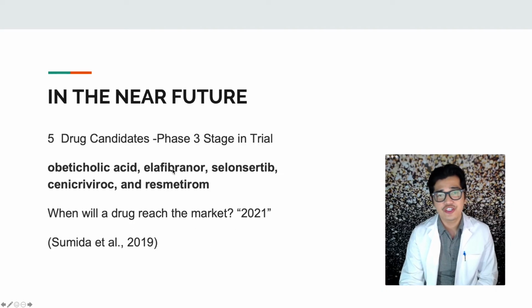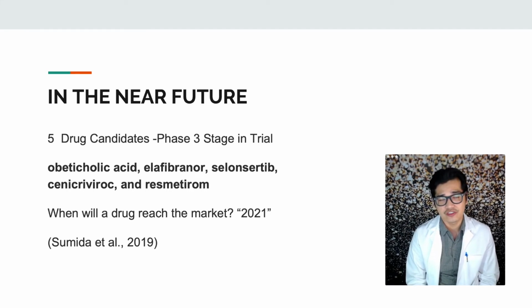In the near future, we might be able to see pharmacologic management of NASH in the form of one of these or all of these 5 medications listed here on this slide, which are still in phase 3 stage of clinical trials. If you recall, phase 3 trials are used to compare a new drug to standard of care and assess the side effects of each of these treatments. It is said to hit the market hopefully by 2021.